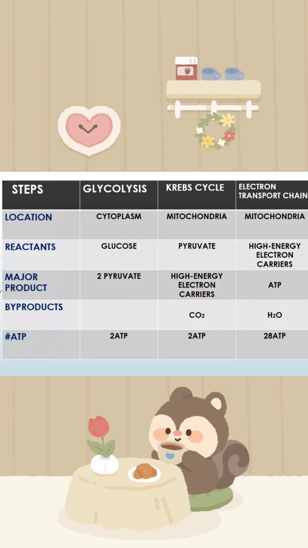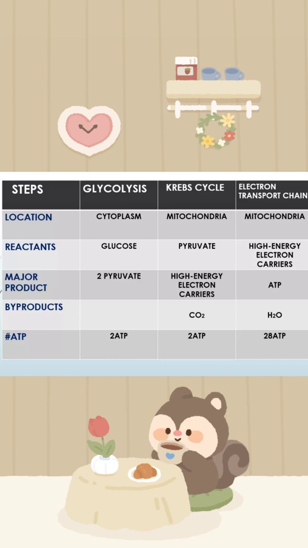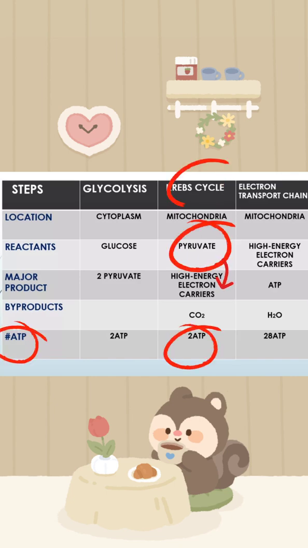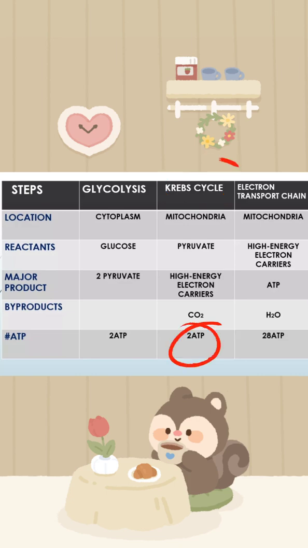Remember, when humans are breathing, we're eating sugar and breathing oxygen. We always exhale carbon dioxide as a waste product. And that carbon dioxide comes from the Krebs cycle or the citric acid cycle. Carbon dioxide gas is a byproduct of this reaction where pyruvate becomes electron carriers. During the Krebs cycle, the number of ATP that we produce is still not a lot. It is not enough to power the reactions of daily life. Unfortunately, Krebs cycle is able to provide us with only 2 molecules of ATP.